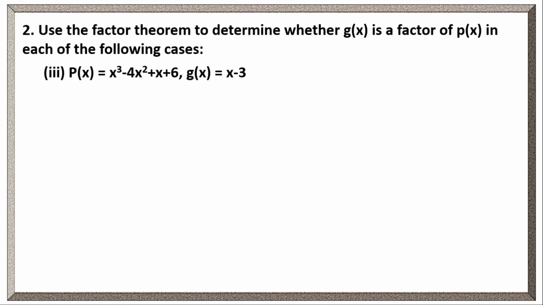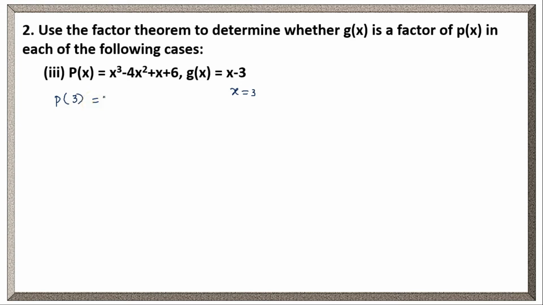Clear? Let us see the third bit. P of x is given as x cube minus 4x square plus x plus 6 and g of x as x minus 3. So from g of x the value is 3. Clear? For x equal to 3, this g of x will become 0. So wherever x is there, we need to keep 3.